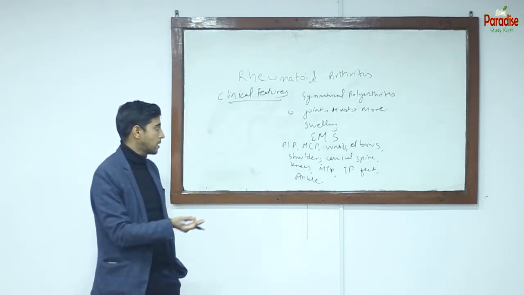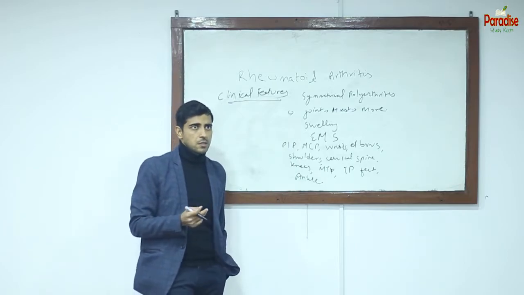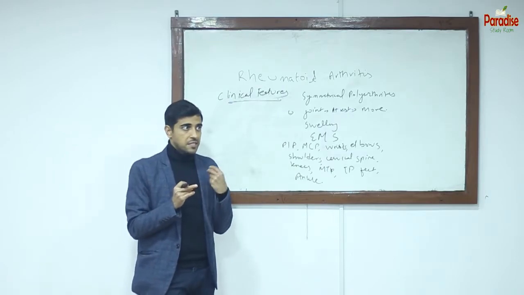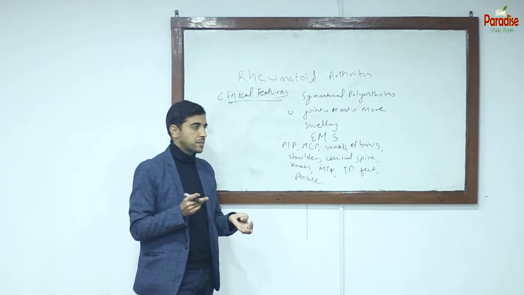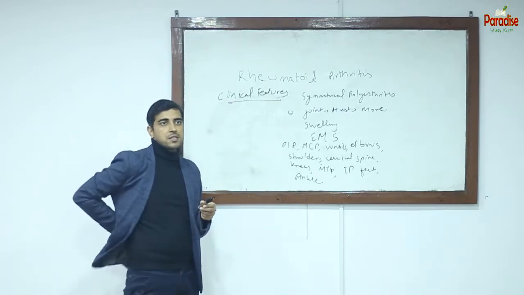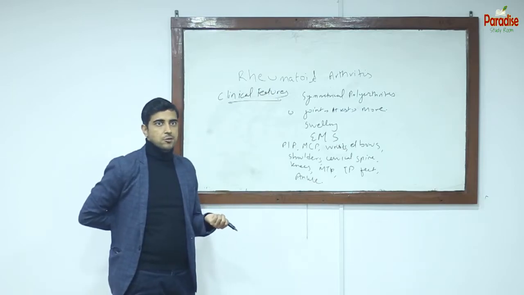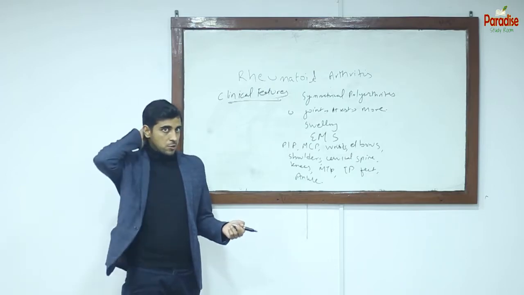So these are the joints that are mainly affected by rheumatoid arthritis. Rheumatoid arthritis characteristically spares the DIP joints, that is, distal interphalangeal joints are usually spared. It also spares the lumbar spine, thoracic spine, and sacroiliac joints. So it mainly involves the cervical spine.